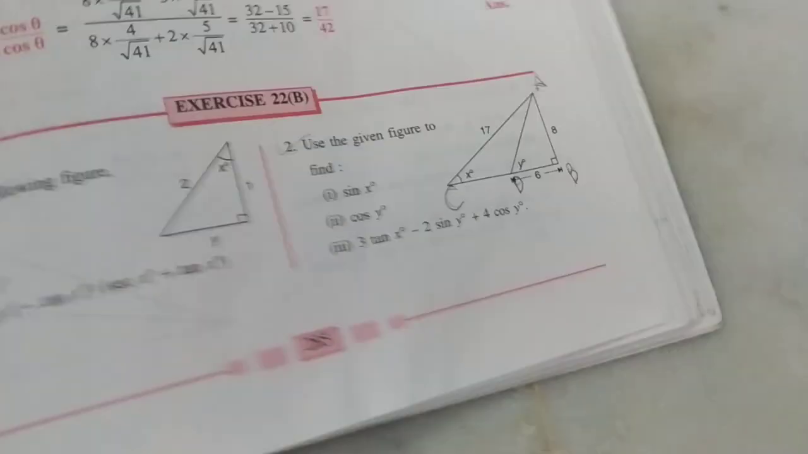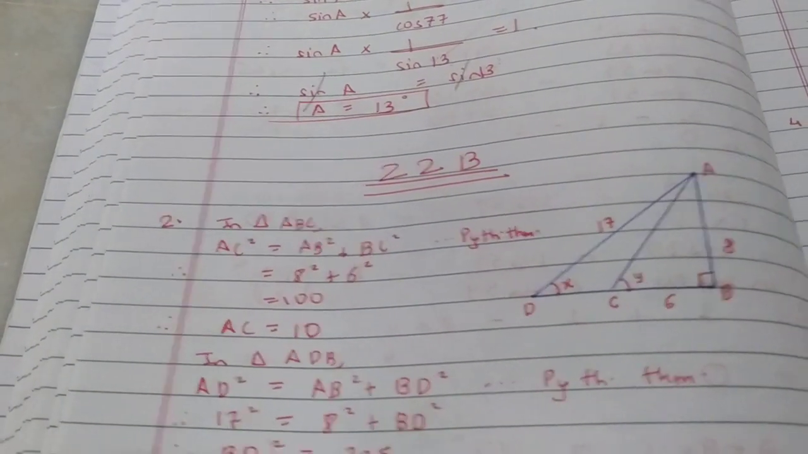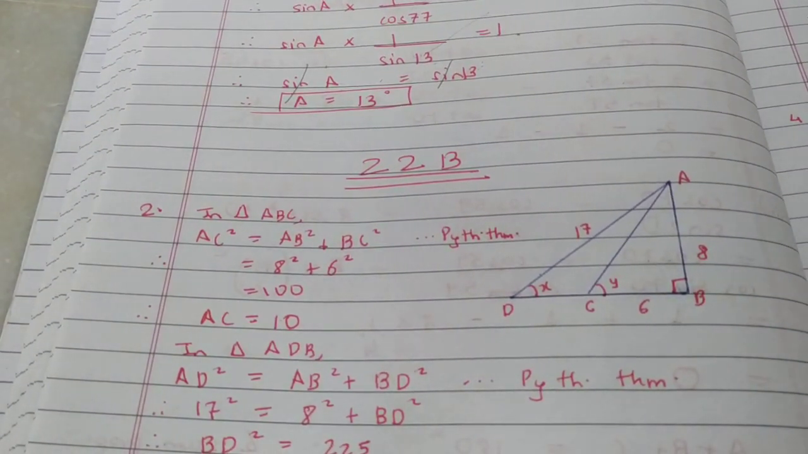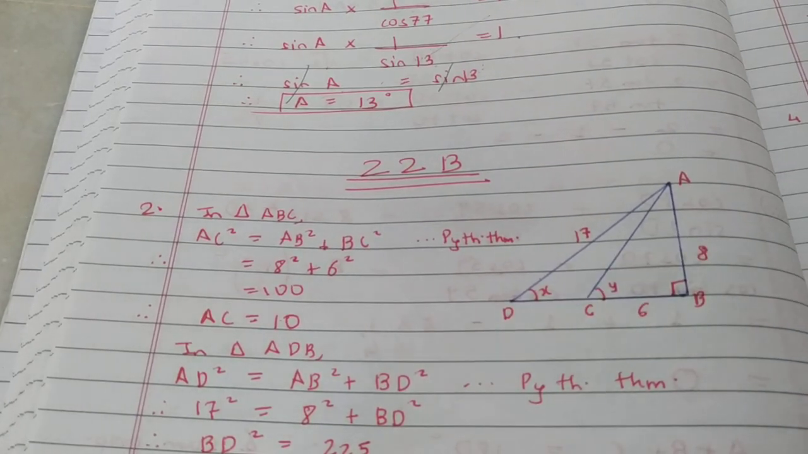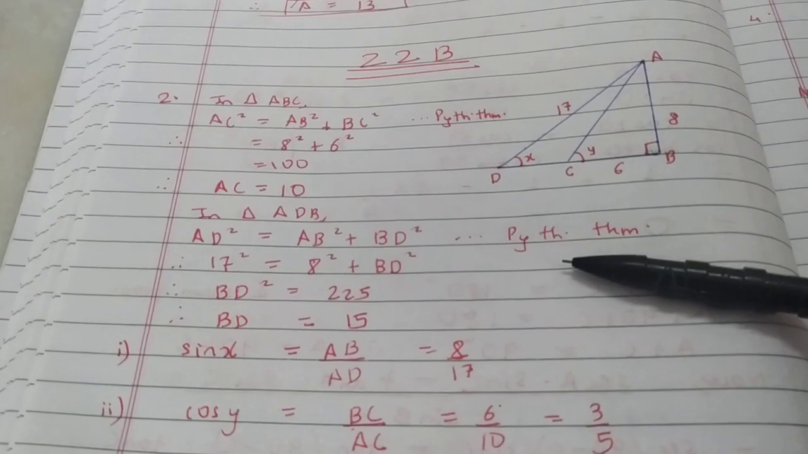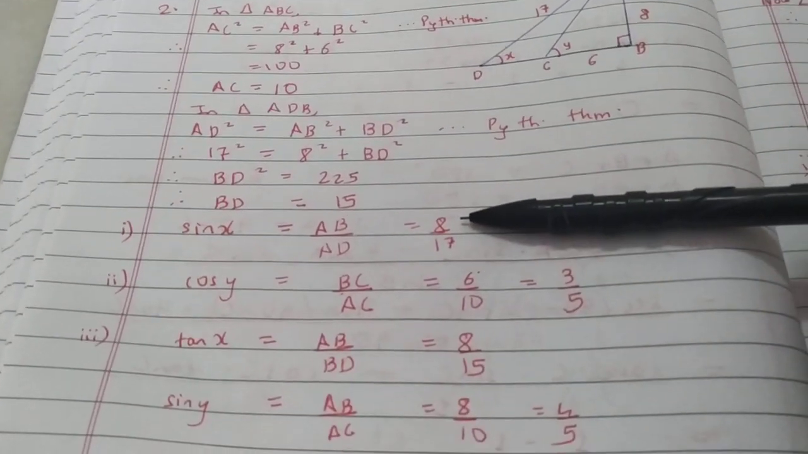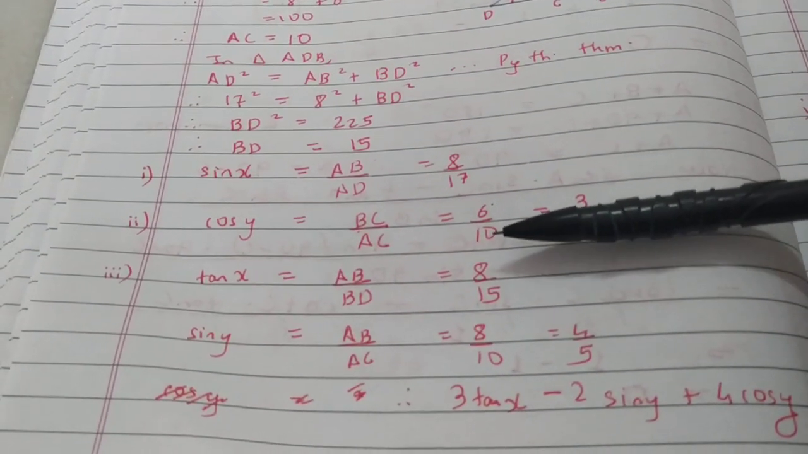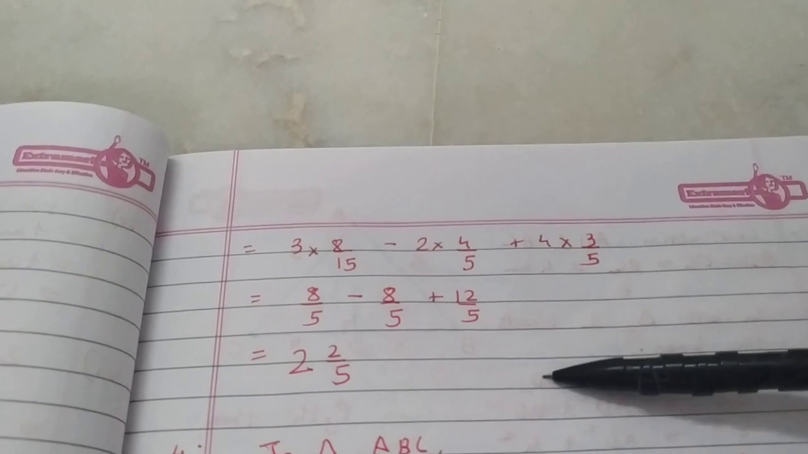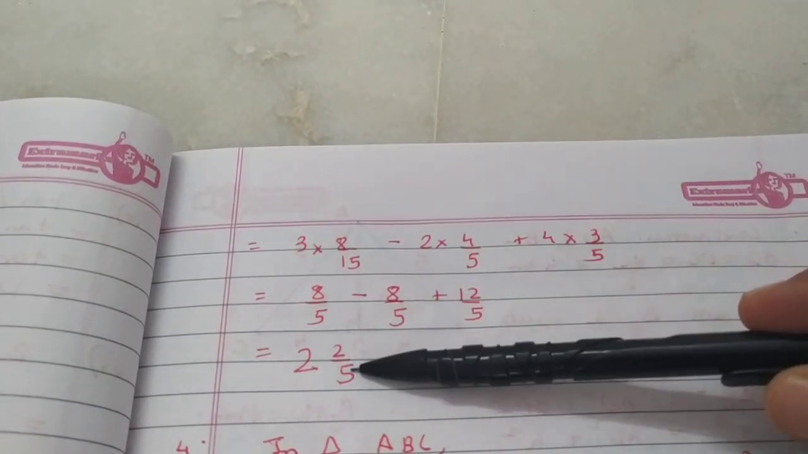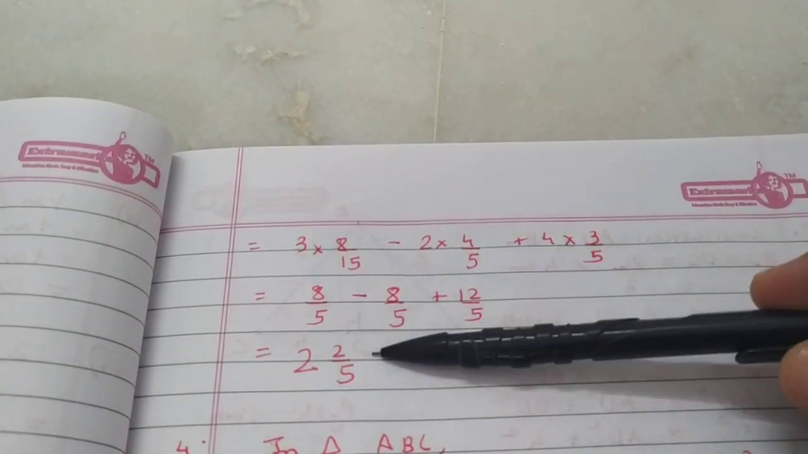So here's the solution. Note here the labeling I have given is A, B, C here and D out here, so be careful about it. Pythagoras theorem twice, sin x, cos y, first find tan x and sin y, then substitute in this expression and solve it algebraically to get the final answer. The final answer has to be in mixed fraction compulsorily.